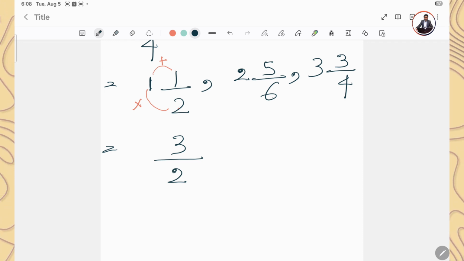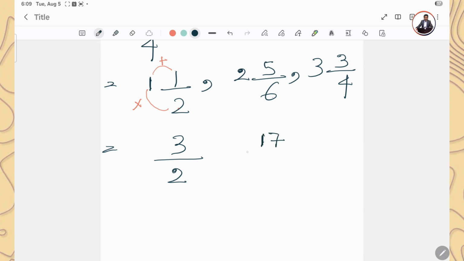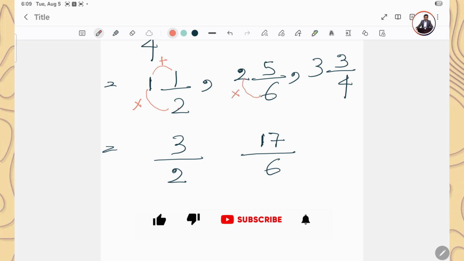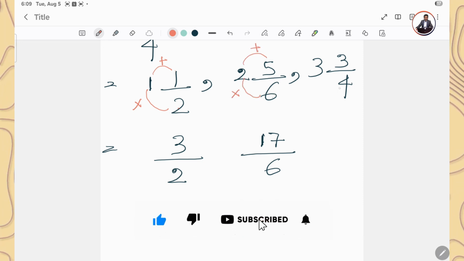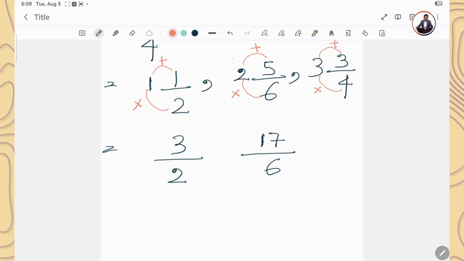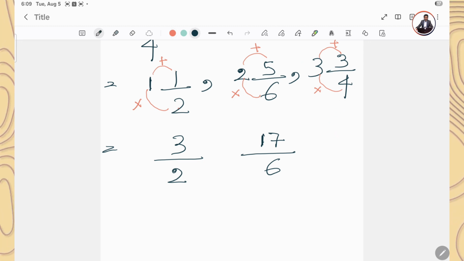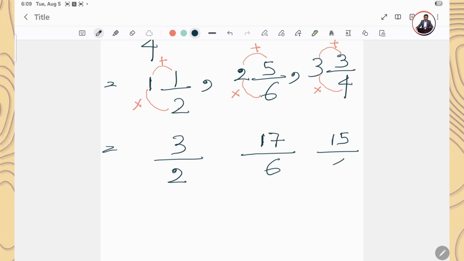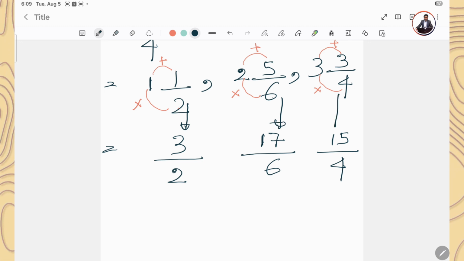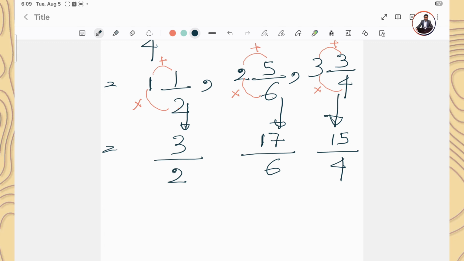6 times 2 is 12, and 12 plus 5 is 17/6. So I write down this one, multiply, and then you have to add that value. 4 times 3 is 12, and 12 plus 3 is 15, so 15/4. So those are improper fractions, right?